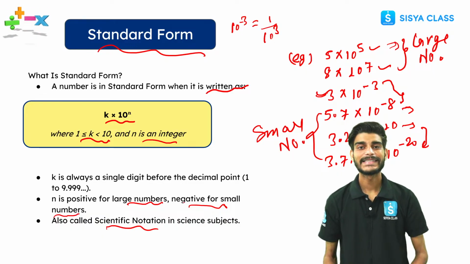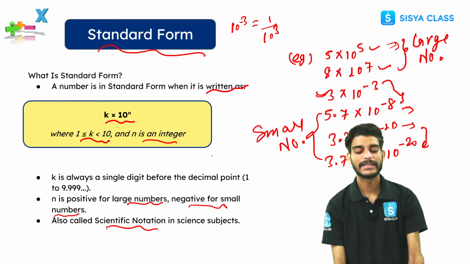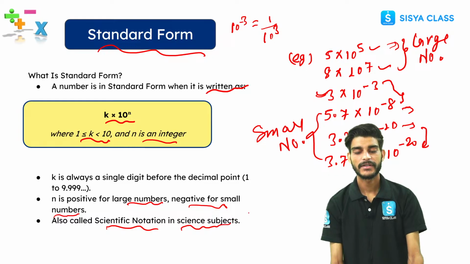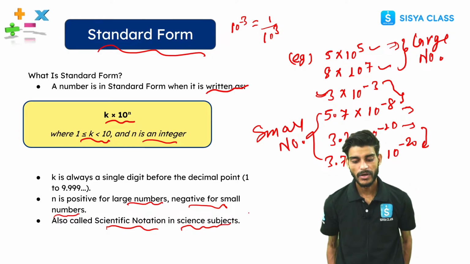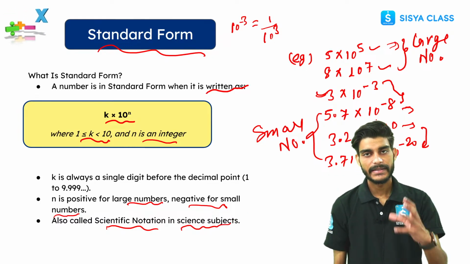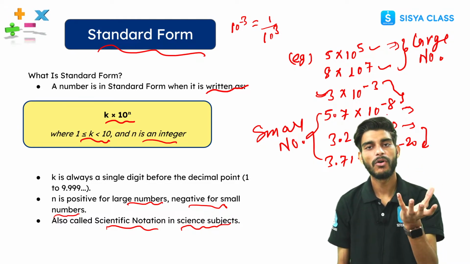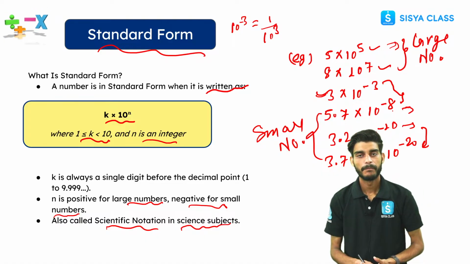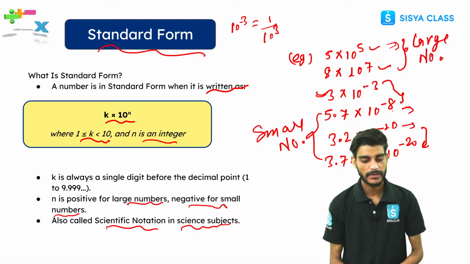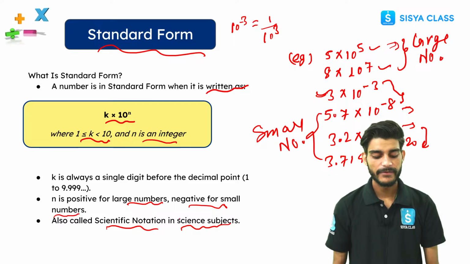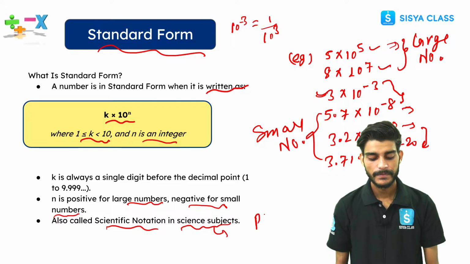It is also called scientific notation in science subjects. I hope you all have studied in science that somewhere it is written like this, 10 raised to the power something, can be negative, can be positive, depending on whether we are denoting big numbers or small numbers. So these are very useful in physics, chemistry.